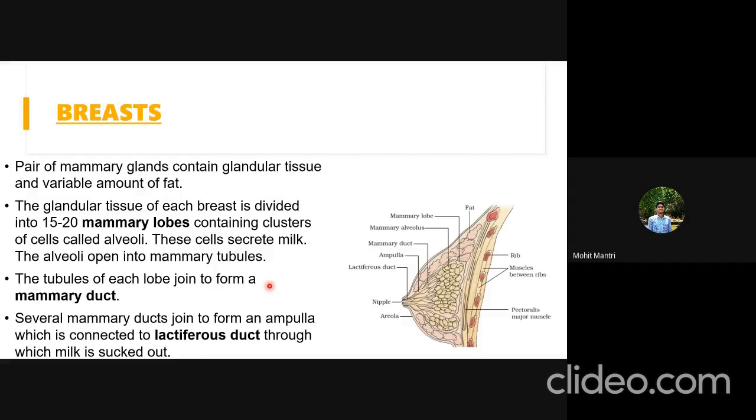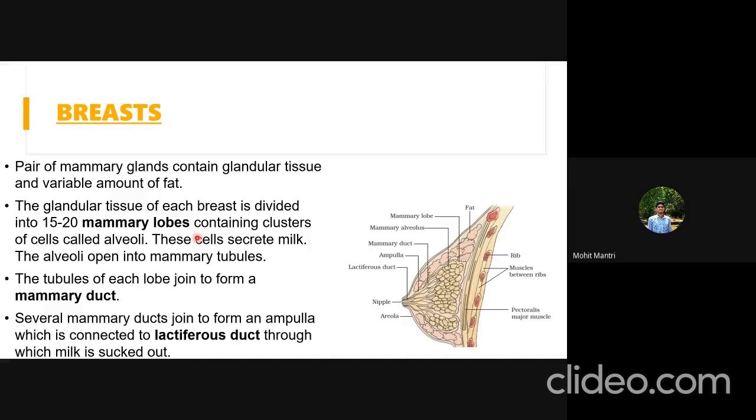Then comes the breast. This is a part of the secondary sexual organs, and it is not primarily involved in gamete formation or reproduction, but is kind of an accessory organ. In females, a pair of mammary glands is present, which contains glandular tissue as well as a variable amount of fat. So this is the glandular tissue surrounded by fat tissue.